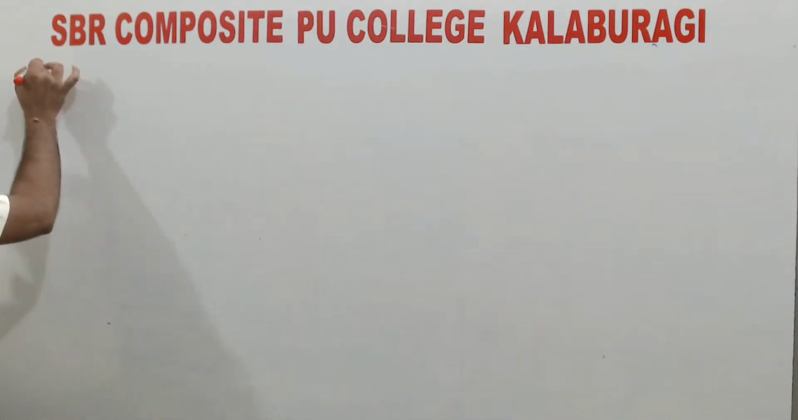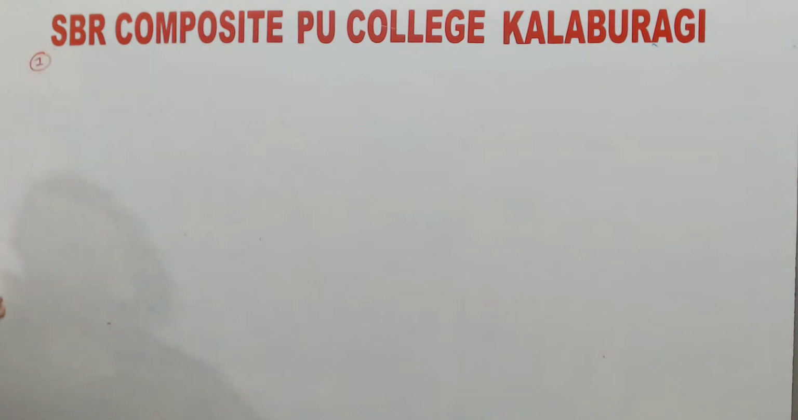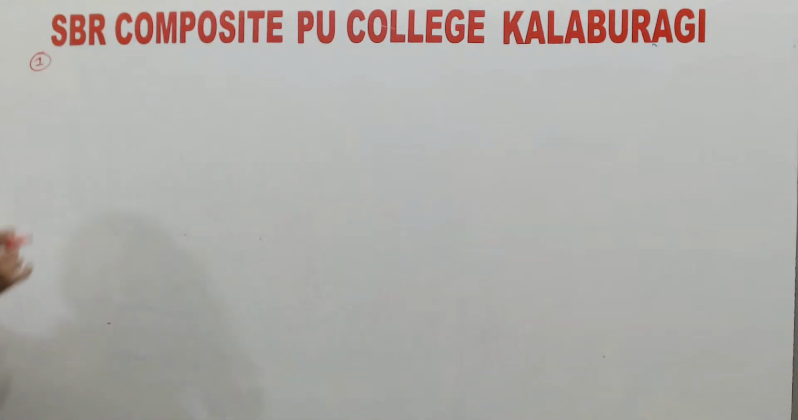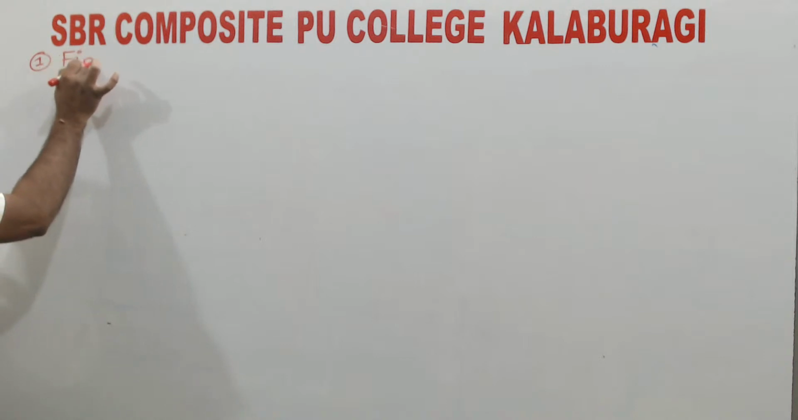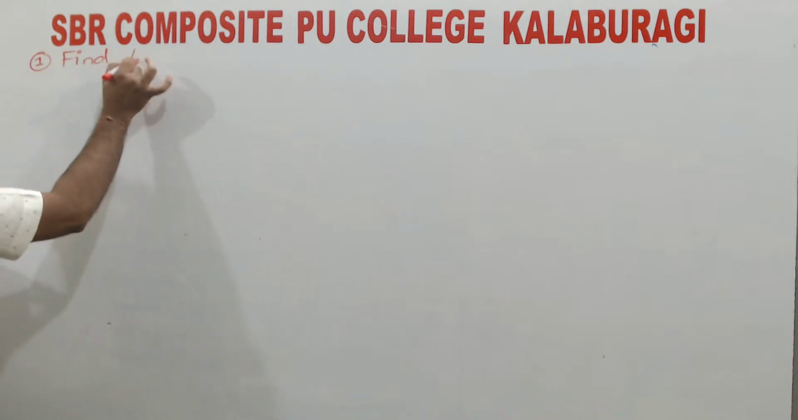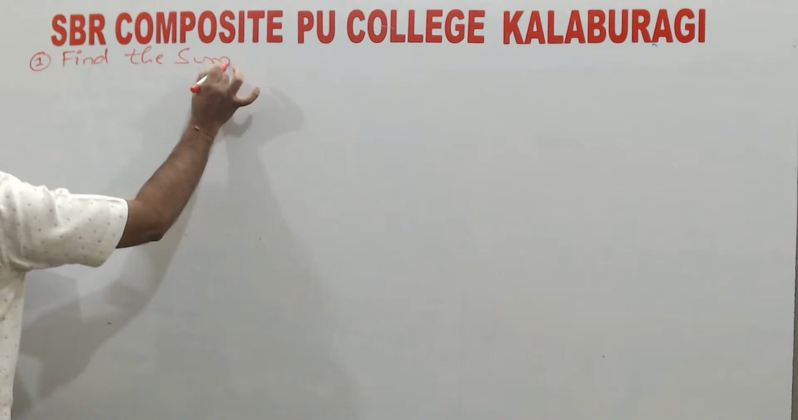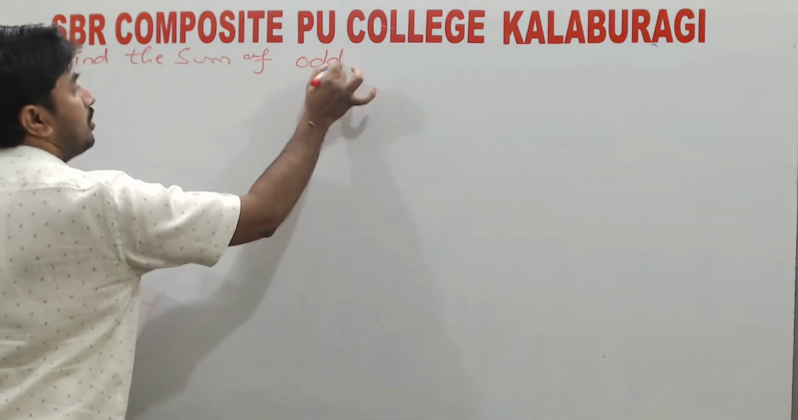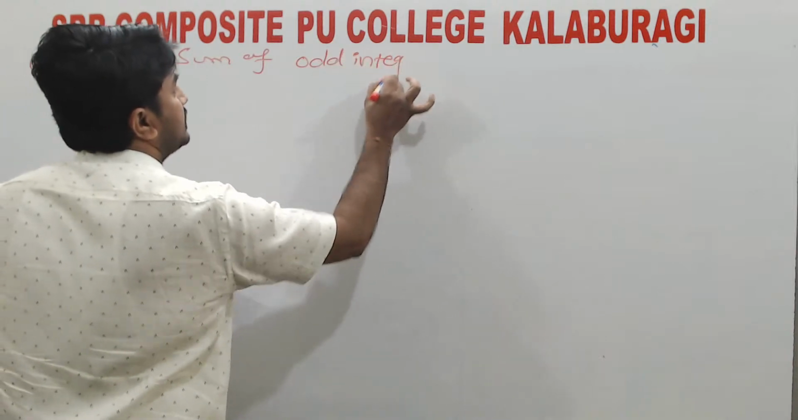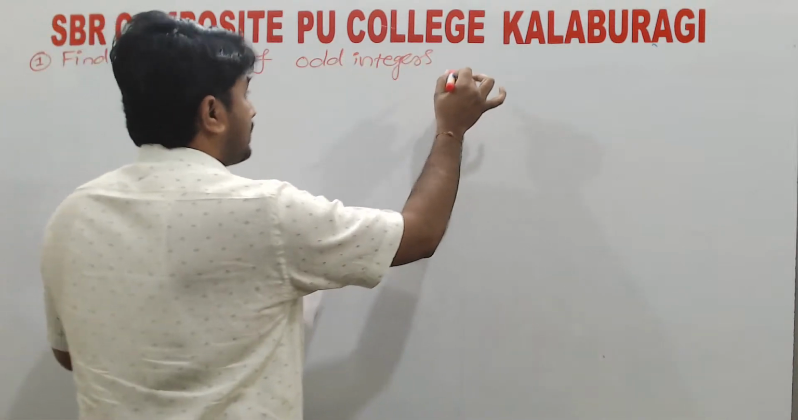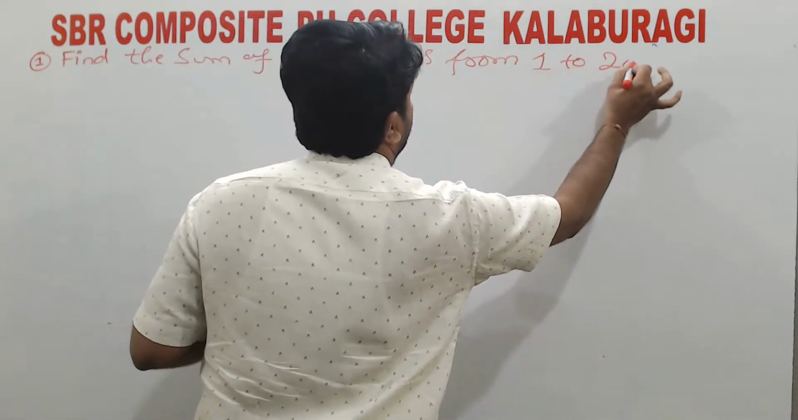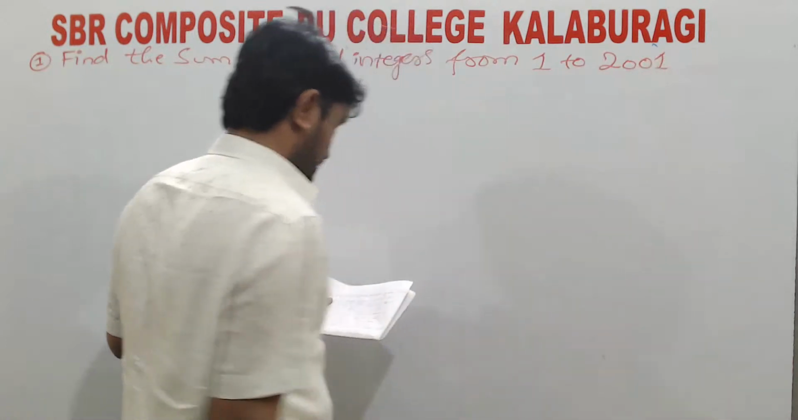Now I am solving some important few questions based on arithmetic progression. The first question is, find the sum of odd integers from 1 to 2001.